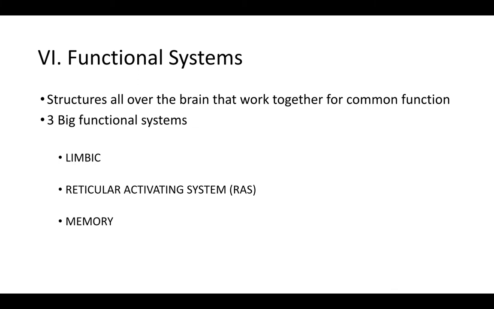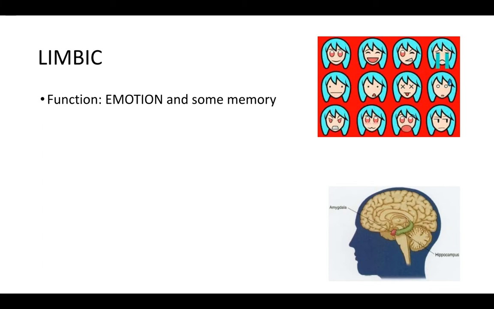And there are many. I chose 3. So I chose the limbic system, something called the reticular activating system, or your RAS, and then memory, the functional system of memory. So let's start with the limbic system.